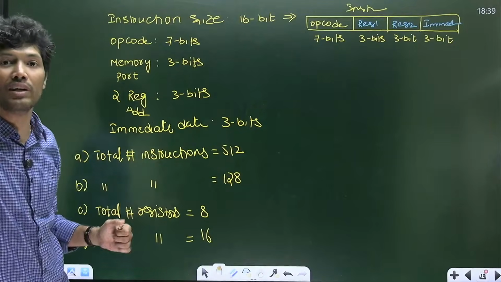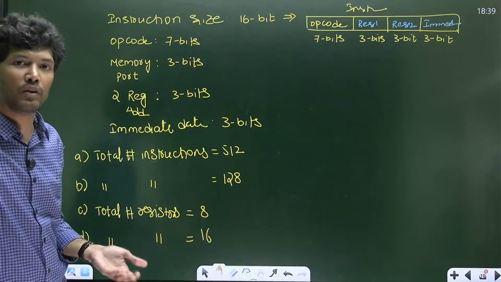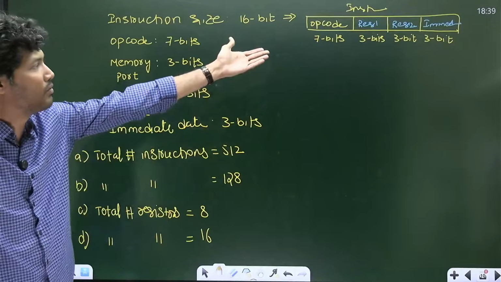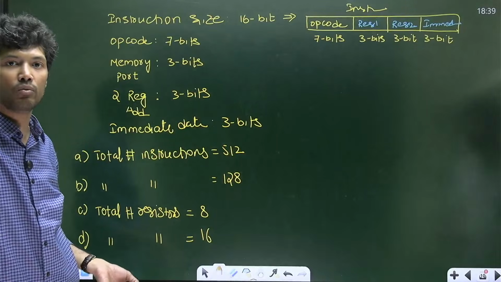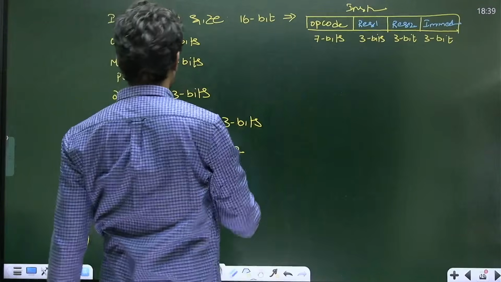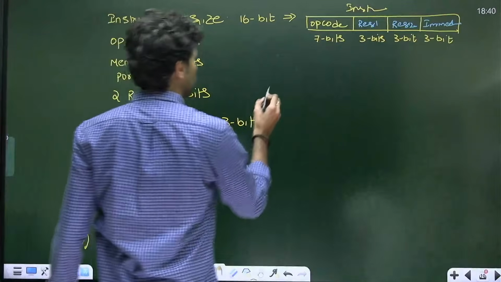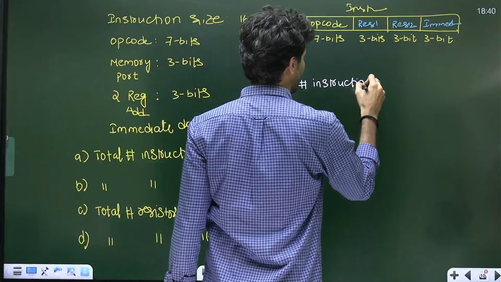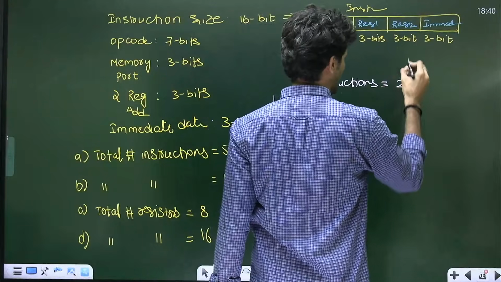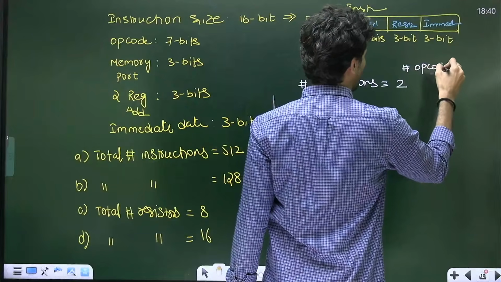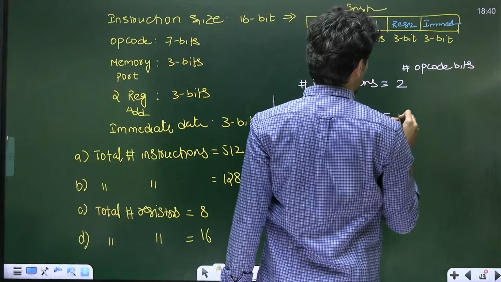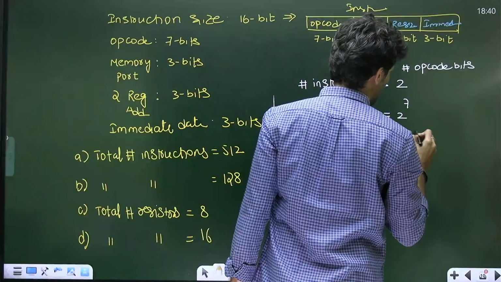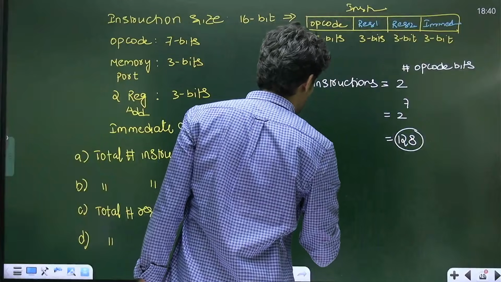First option talks about the number of instructions. The number of instructions depends on the number of opcode bits. We are having 7 opcode bits, which means how many combinations of those 7 bits can we have? We can have 2 power 7, which is 128 instructions. So the number of instructions is equal to 2 power the number of opcode bits. And how many opcode bits are we having? 7 opcode bits. So 2 power 7, 128. That's it.